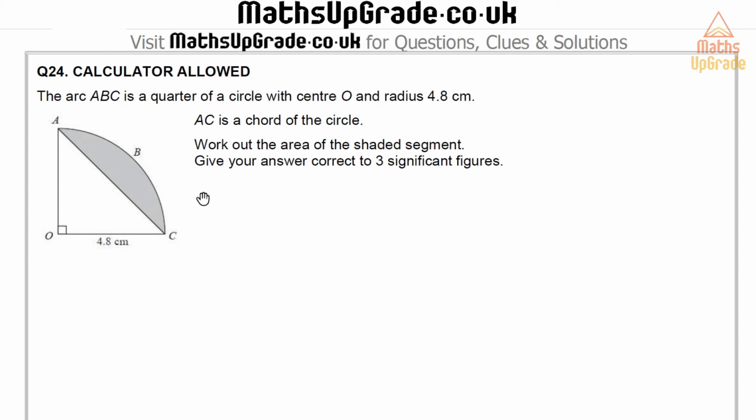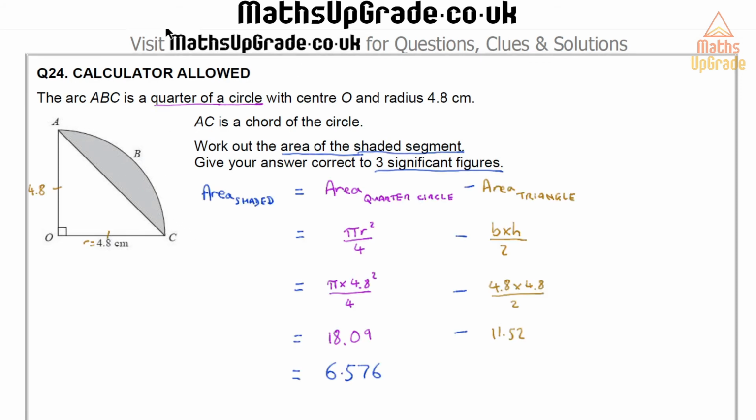So for this question, to find the area of the shaded region, I'm going to find the area of a quarter circle, and I'm going to subtract from that this white region, that area of the triangle, and that would leave me with this grey shaded area. So that's how I'm going to do the question. So there's the important information underlined. Let's find the area of the quarter circle. Well, the area of a circle is given by pi times radius squared. A quarter of that is obviously divided by 4. So the radius is 4.8. I'll substitute that in, we've got 18.09.